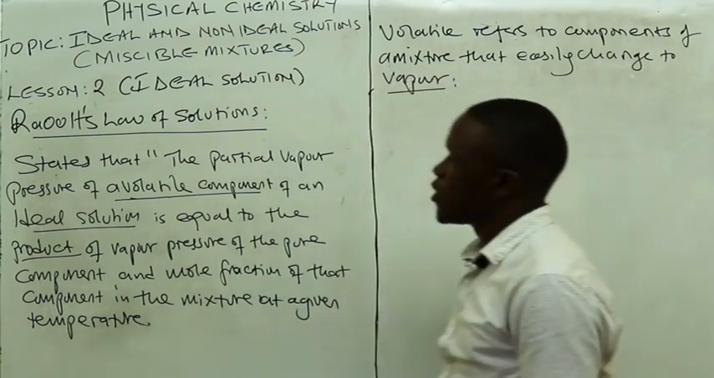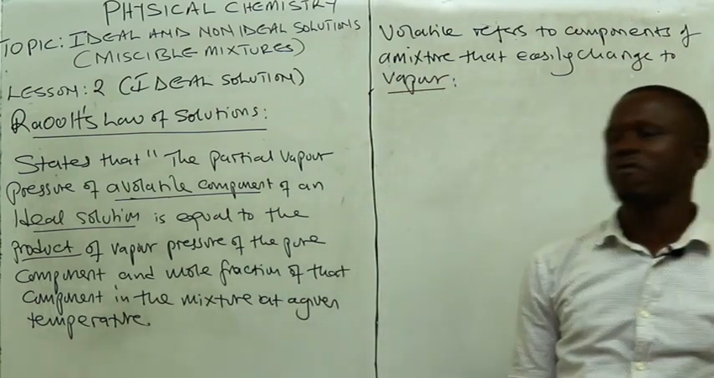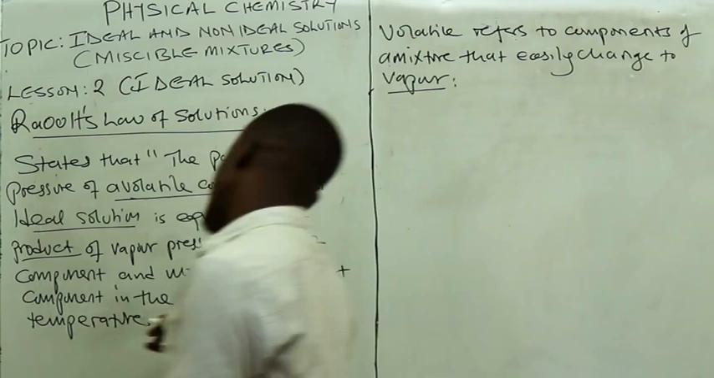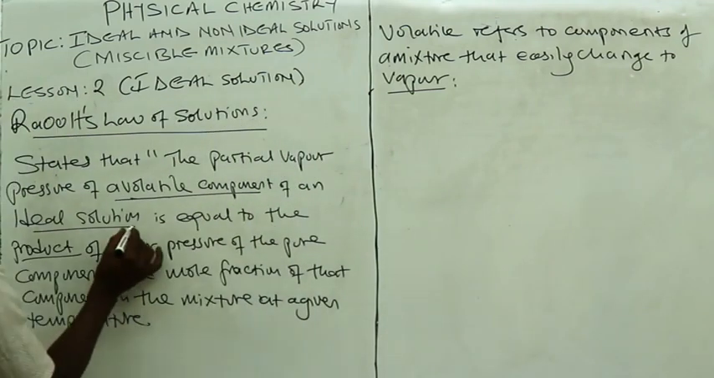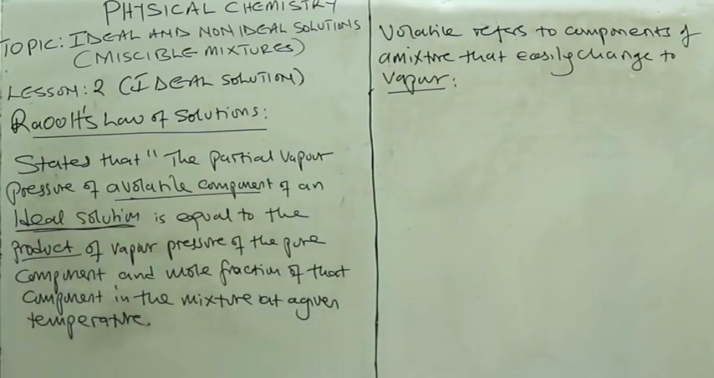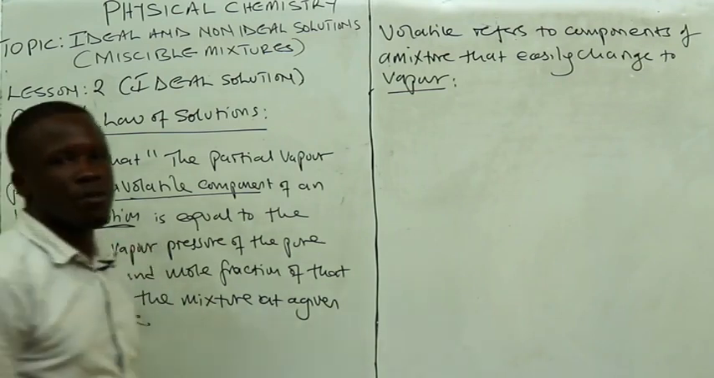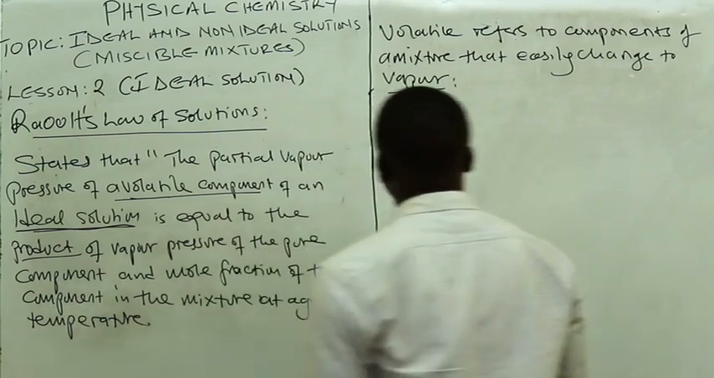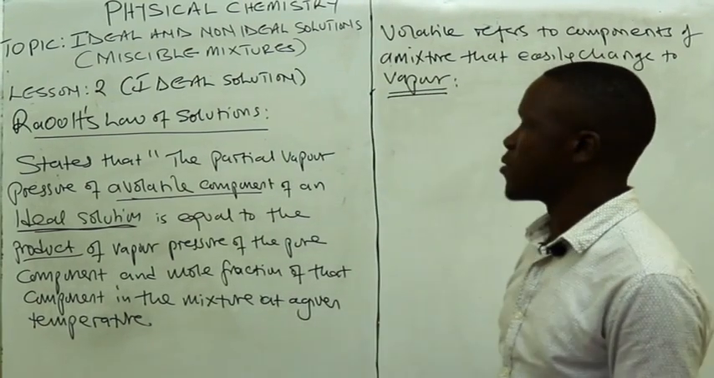Meaning that the law only looks at the volatile components of the mixture. And then we are emphasizing that this law is only valid for ideal solutions. If the solution is not ideal, then Raoult's law is not valid. And we have just seen what an ideal solution is.